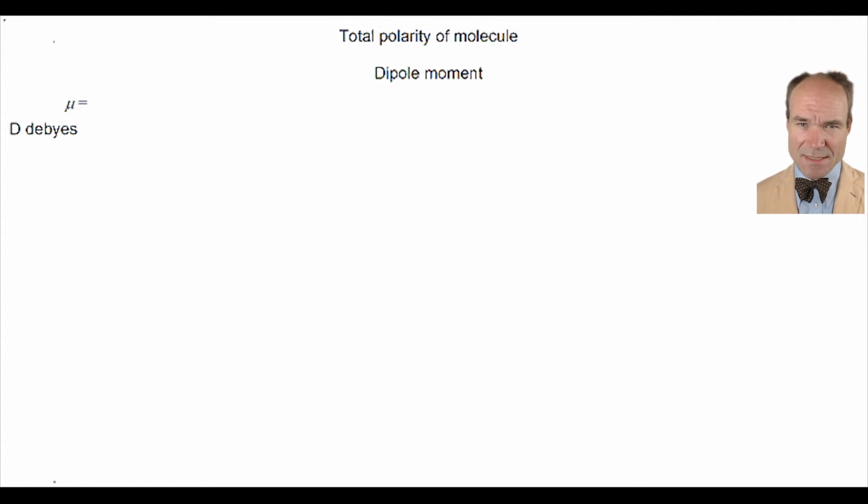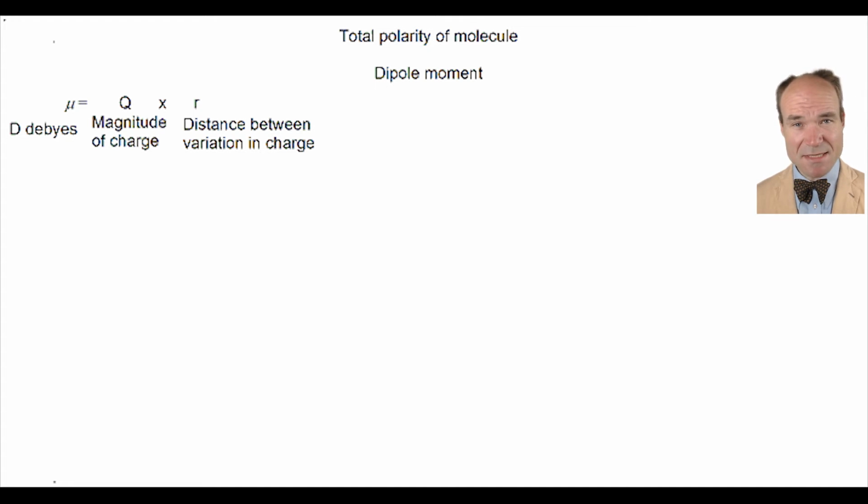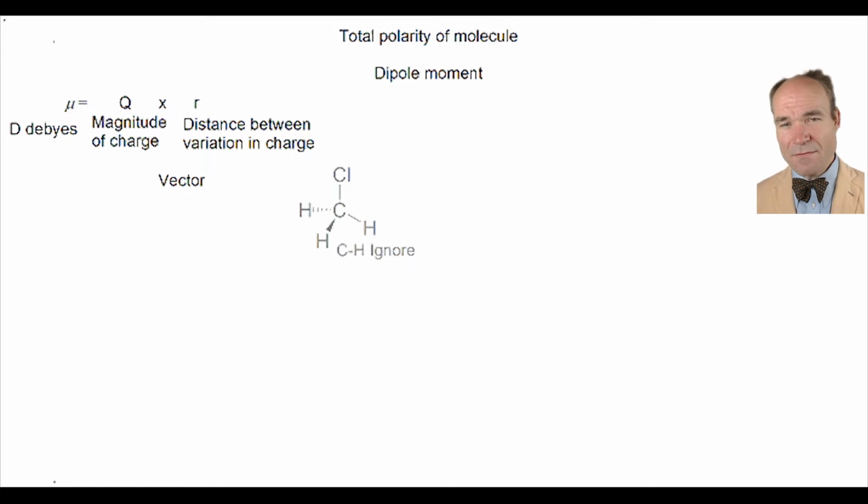Now, this is the magnitude of the charge multiplied by the distance of the variation in the charge, and it is a vector. Let's look at some examples. In our first example, our protagonists are carbon and chlorine. And to make it simple, we're going to ignore the effects of the carbon-hydrogen bonds here.